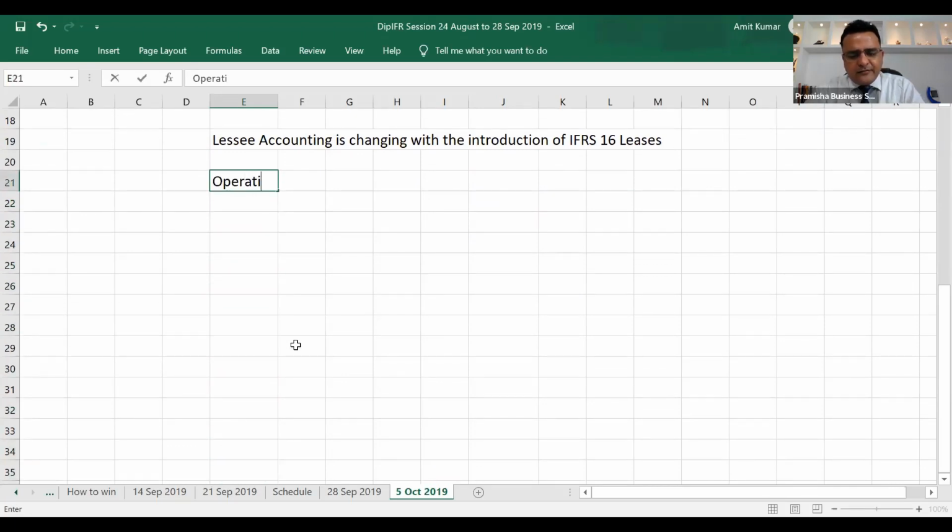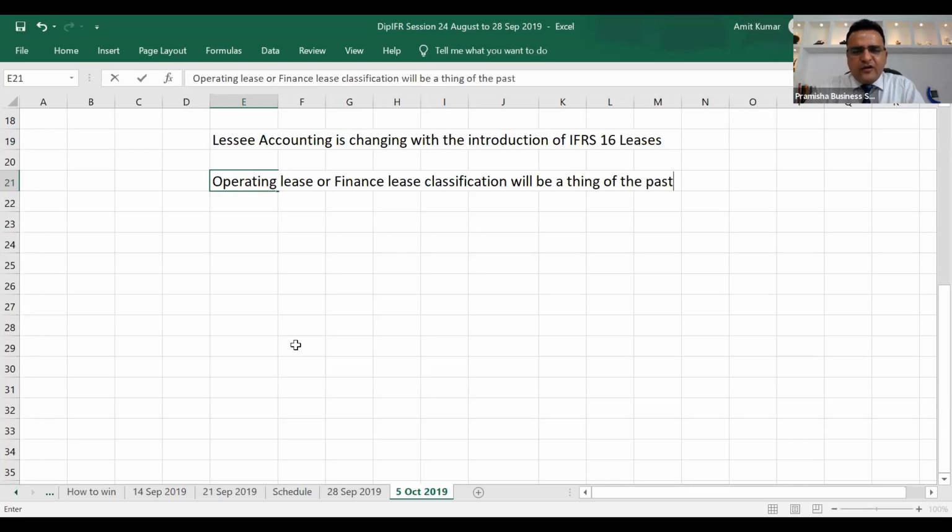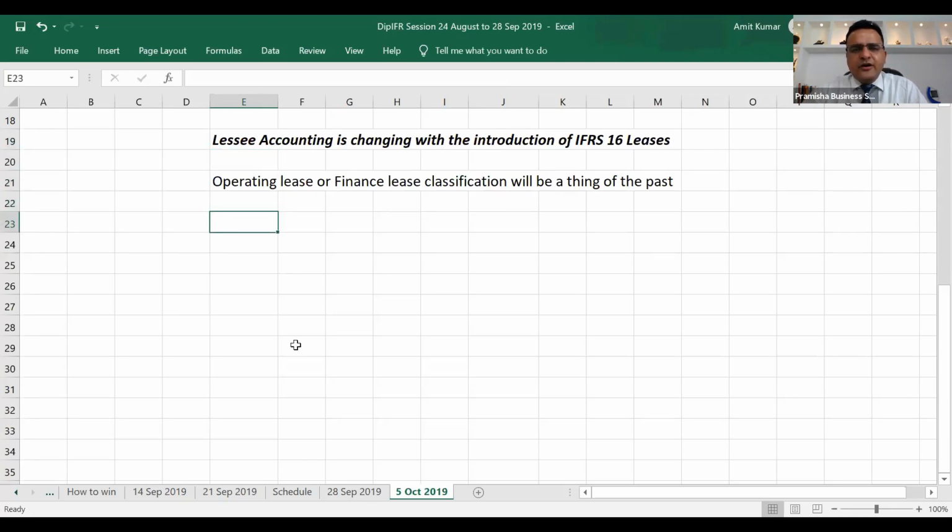The operating lease or finance lease classification will be a thing of the past. There's only one criteria which will remain, and that is a new term is introduced for both operating leases and finance leases. It is known as right of use. In short form, we can call it ROU. Right of use is being introduced.